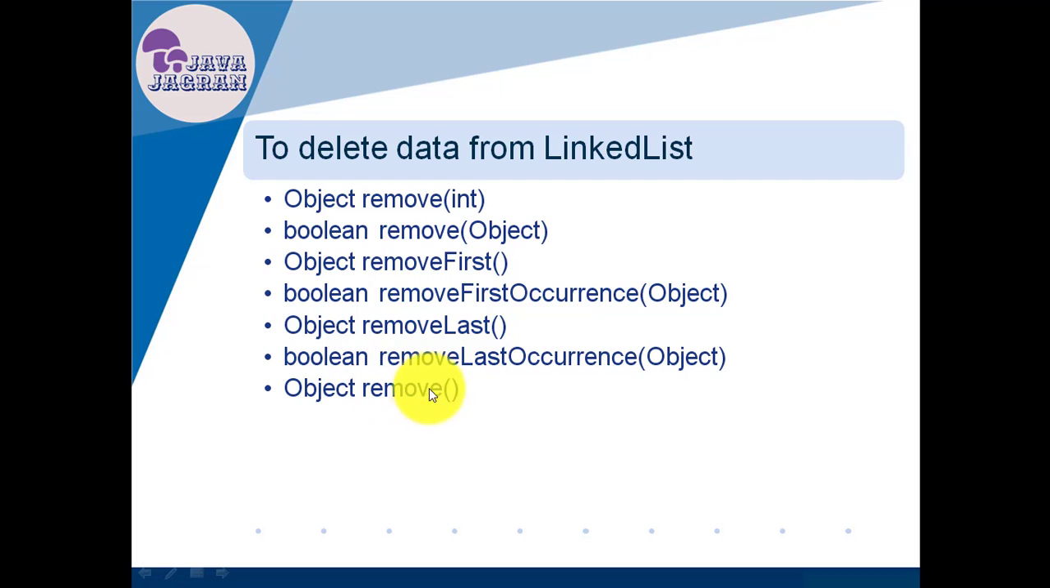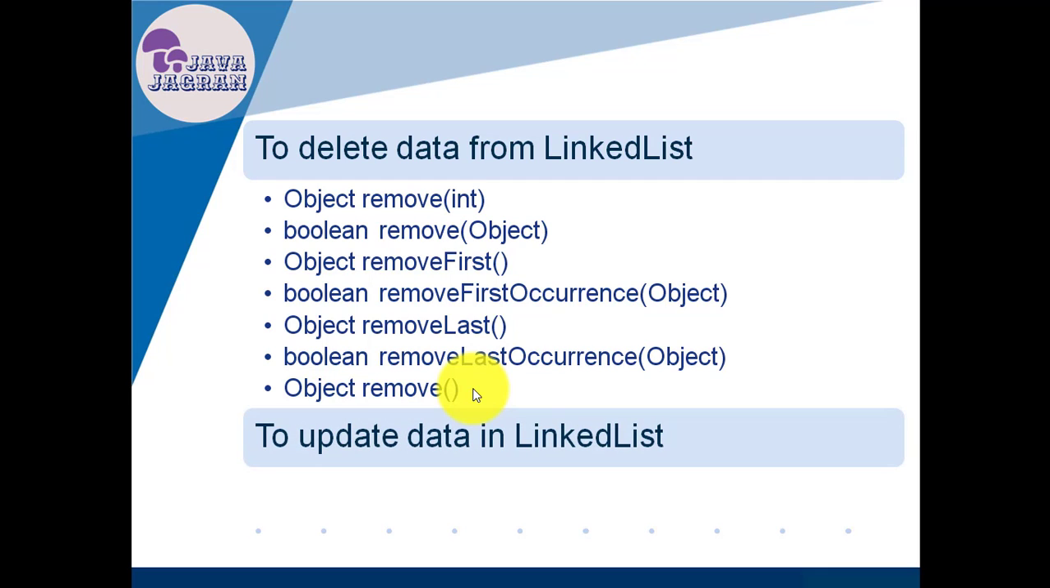And remove without parameter is also like removeFirst. It will start from the beginning, and the first element, sorry, it will not search, because the first element itself it will go and remove from the list and return that element. So this is how the 7 methods work for removing data from the linked list.